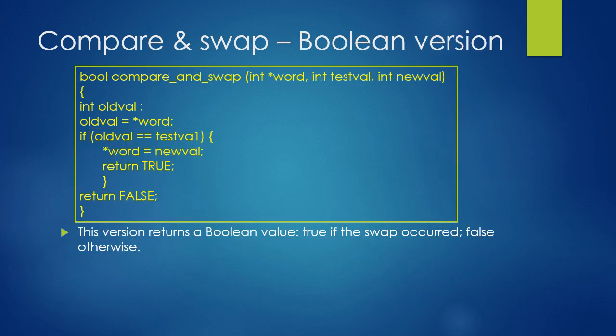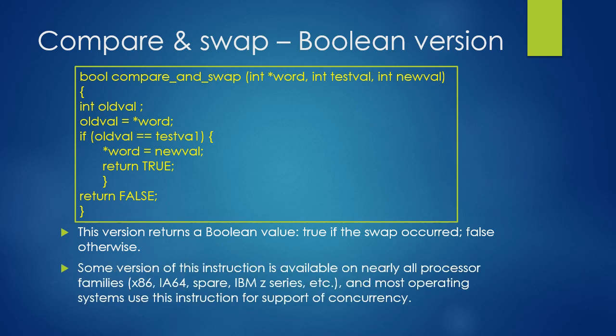The Boolean version of compare and swap returns true if the swap occurred, false otherwise. Some version of this instruction is available on nearly all processor families: x86, IA64, Sparc, IBM Z series, etc. And most operating systems use this instruction for support of concurrency.